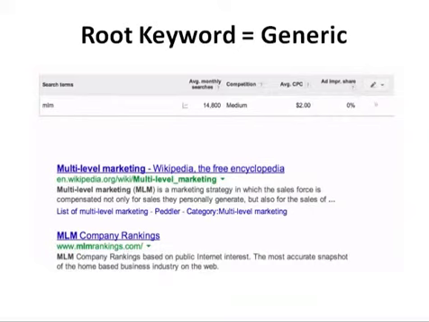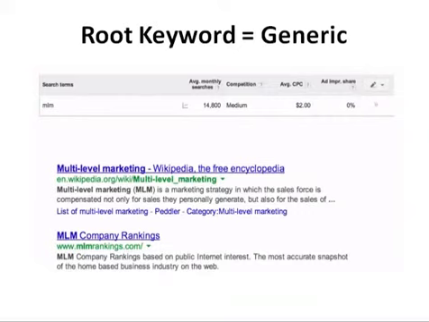Now, if we go to the Google search results, the very first listing is Wikipedia. As you can see, multi-level marketing is a marketing strategy in which the sales force is compensated not only for sales. You can see it right at the top there. But this is basically a good indication that you're probably not going to rank for this. If you see something like Wikipedia ranking for the number one spot, it's because they have the best source of information for that keyword. Now, with a more long-tailed keyword, you're really not going to see Wikipedia ranking.